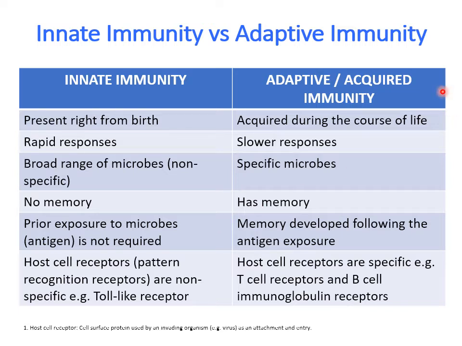Unlike innate immunity, adaptive immunity is acquired during the course of life. It is based on a specific response to a specific microbe once a microbe has breached the innate immunity defenses. It adjusts to handle a particular microbe, therefore is slower to respond, but it does have a memory component that allows the body to act more effectively targeting the same pathogen in the future. The host cell receptors are specific to a particular pathogen.